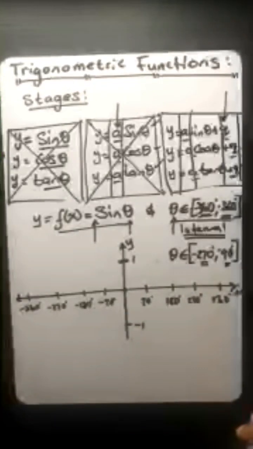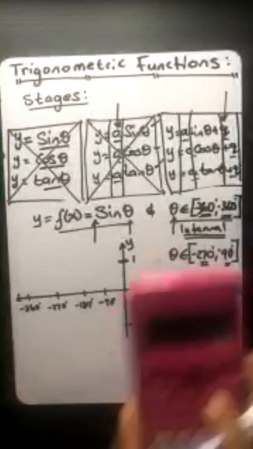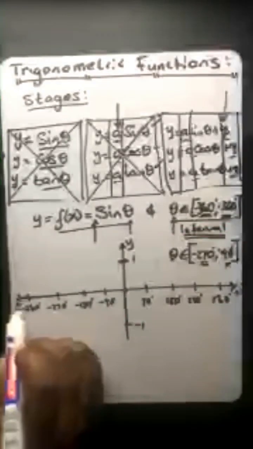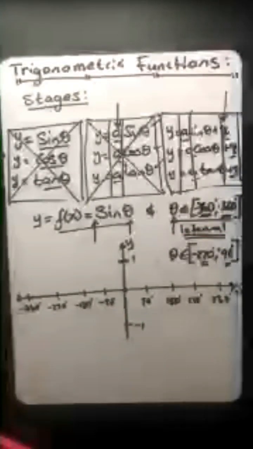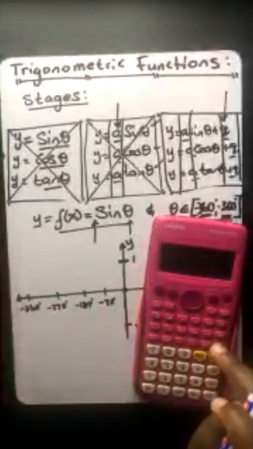So let's quickly try to sketch. This is how I usually sketch. I always start from left going towards the right. So that means I'm going to punch sine.